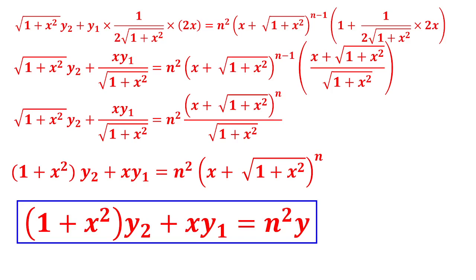Check out, in these types of problems, don't do the differentiation directly. You have to prove the equation. Actually, it is a differential equation. After the first derivative, simplify, cross multiply, go to the second derivative.